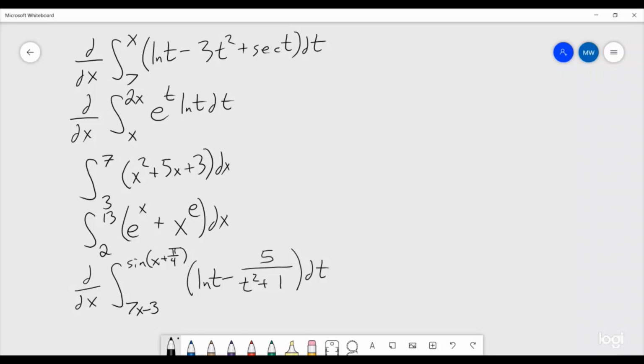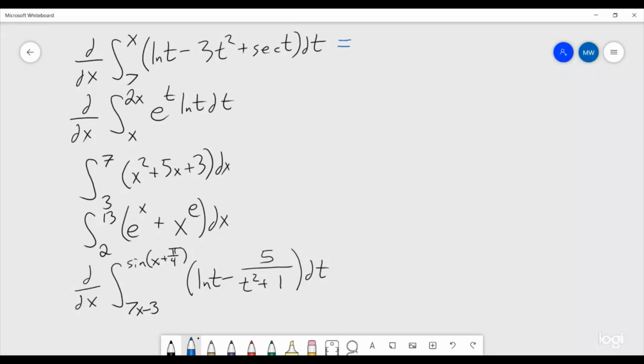Okay. Hopefully you had enough time. If you didn't, pause the video and make sure you have enough time. And let's go through and do these one by one. So this first one is just a direct application of the first part of the fundamental theorem of calculus.